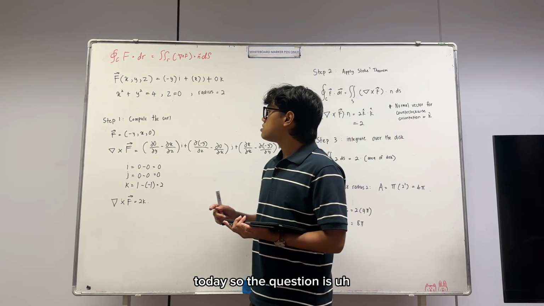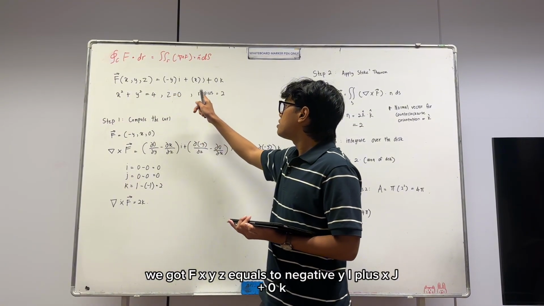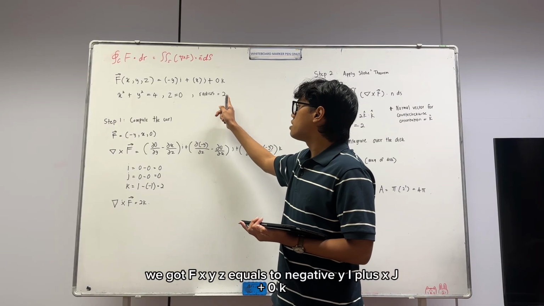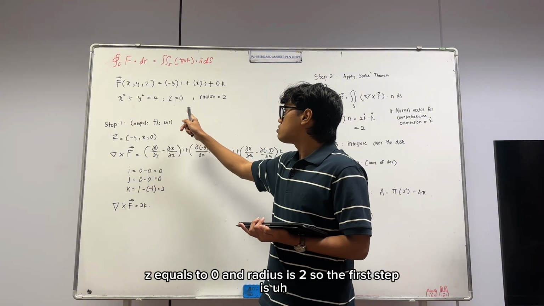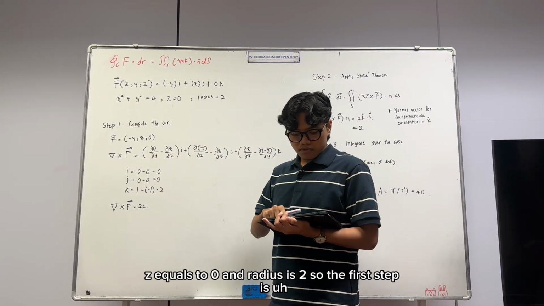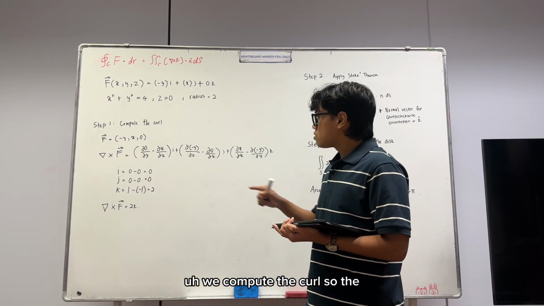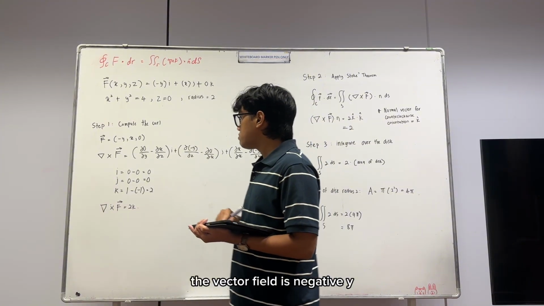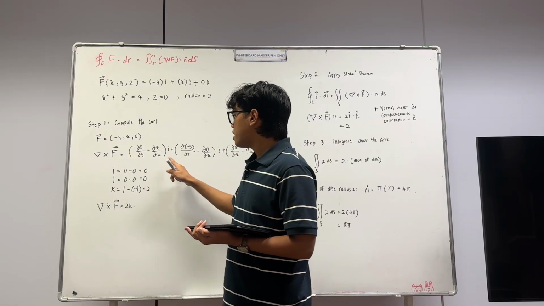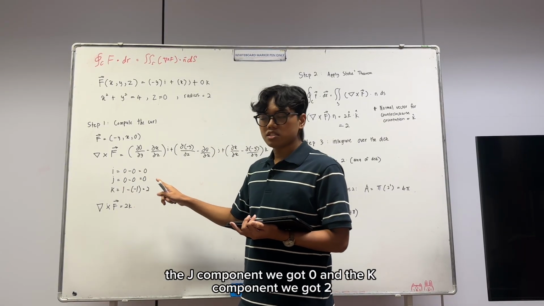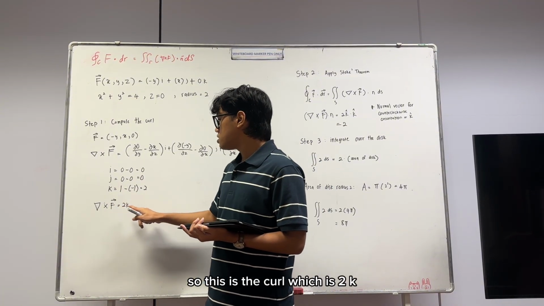So the question is we got F(x, y, z) equals negative y i plus x j plus 0 k. We also got x squared plus y squared equals 4, z equals 0, and radius is 2. So the first step is we compute the curl. The vector field is negative y, x, and 0. And then we compute the curl, and for the i component we got 0, the j component we got 0, and the k component we got 2. So this is the curl, which is 2k.